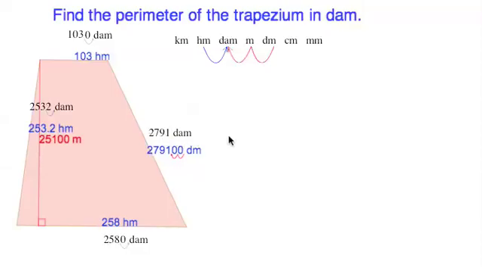Now the perimeter is just adding up the distances around the outside. For example, I'm going to start with the little base and then add this side 1, and then the big base and add this side 2, or slant 1, slant 2, either way. I'm just going to add up the 1,030 decameters to the 2,791 decameters to the 2,580 decameters to the 2,532 decameters. I'm going to add those all together and check with our handy dandy calculating machine.